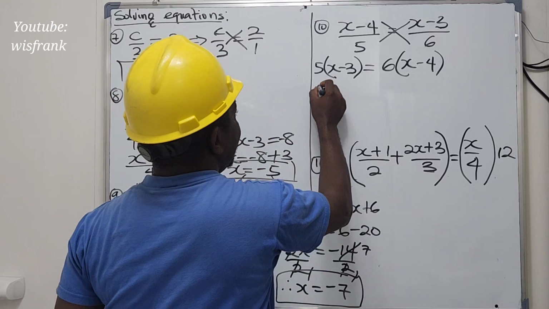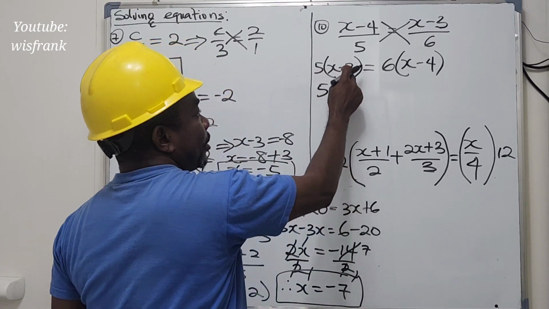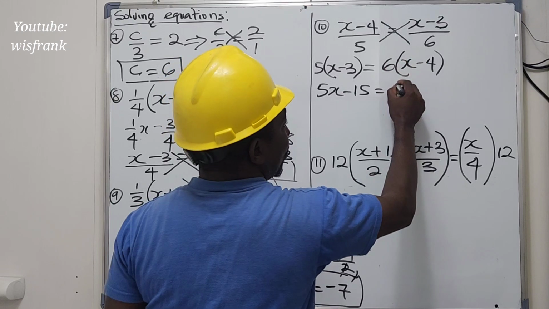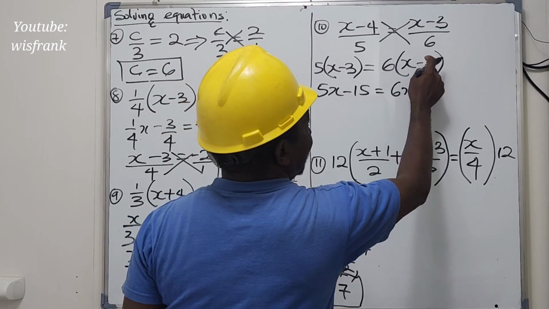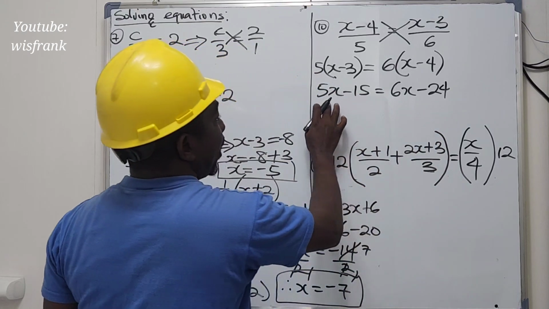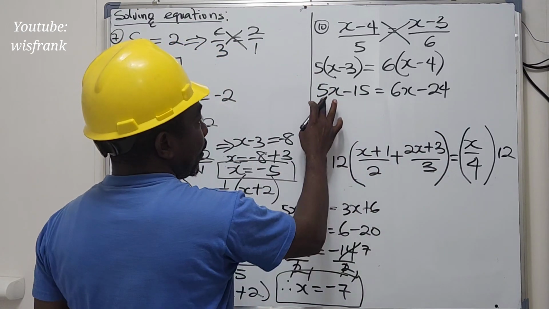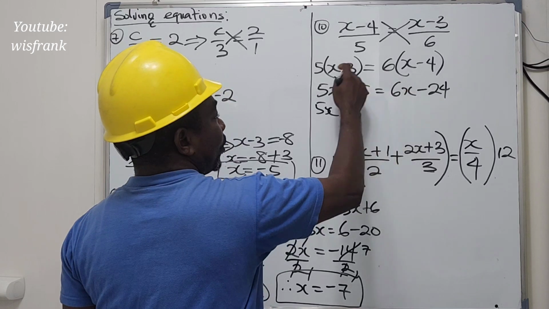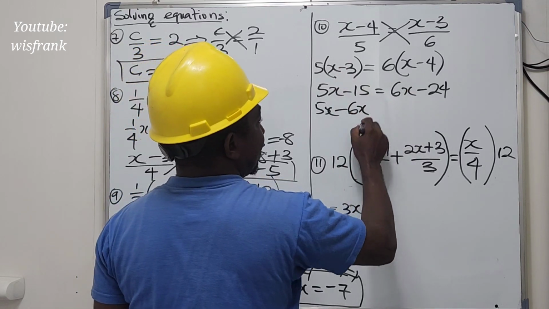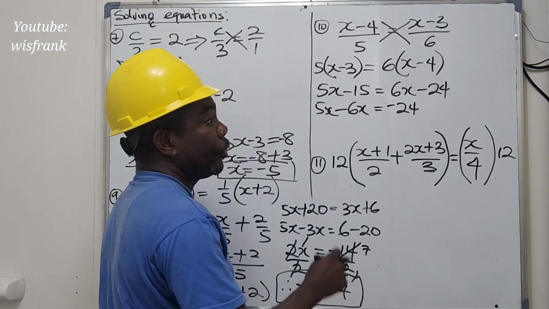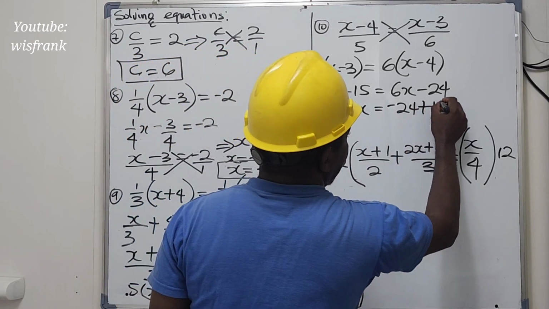5 times x will have 5x. 5 times minus 3 we have minus 15 equals 6 times x, we have 6x. 6 times minus 4, we have minus 24. So in this case, we have to collect like terms. 5x here first. We transpose 6x to this other side, becomes minus 6x equals minus 24. Transposing minus 15 to this other side becomes plus 15.